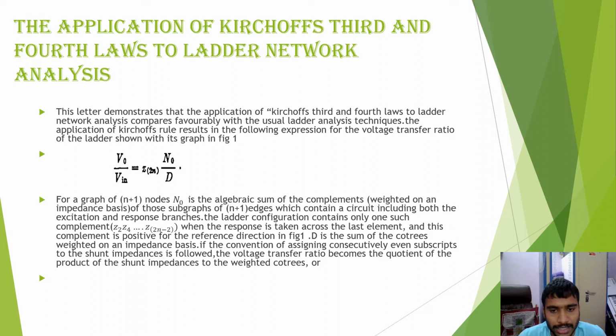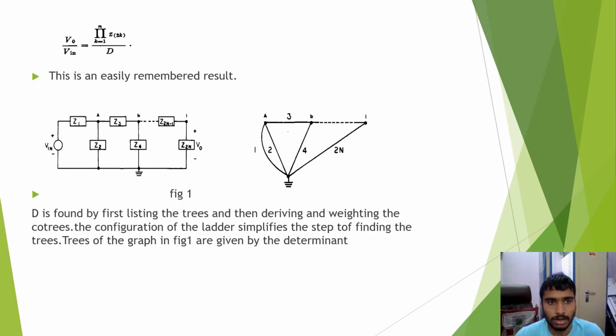If the convention of assigning consecutively even subscripts to the shunt impedances is followed, the voltage transfer ratio becomes the coefficient of the product of the shunt impedances to the weighed cotrees. Next slide, a continuation of the previous one: V0 by Vin is equal to the summation, k equals 1 to n, of Z(2k) by D. This is an easily remembered result according to that book.